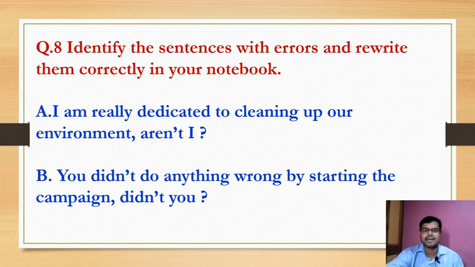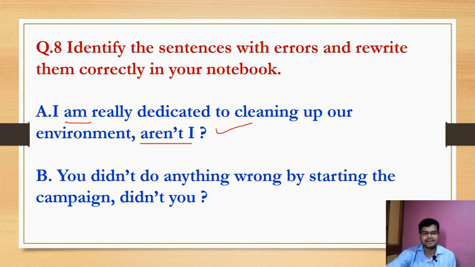Let's check the last question set, and two more question sets are there. They are personal response type, so you have to finish them. This last one: identify the sentences with errors and rewrite them correctly. Here I'm really dedicated to cleaning up our environment. As we know, our rule says when there is "am" in a question tag we use "aren't." Okay, so there is nothing wrong with this statement. This "aren't I" is the correct answer, so we need not make any change.